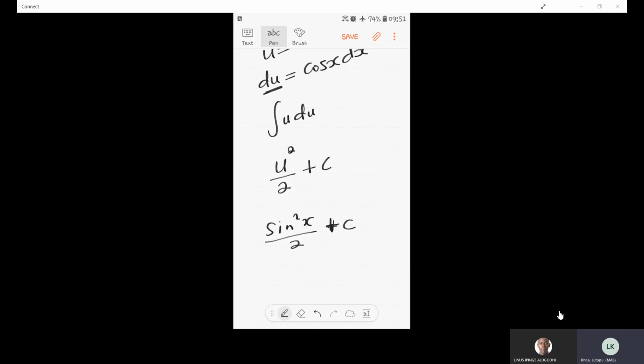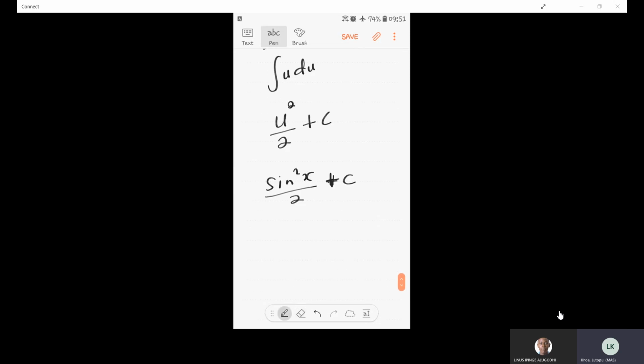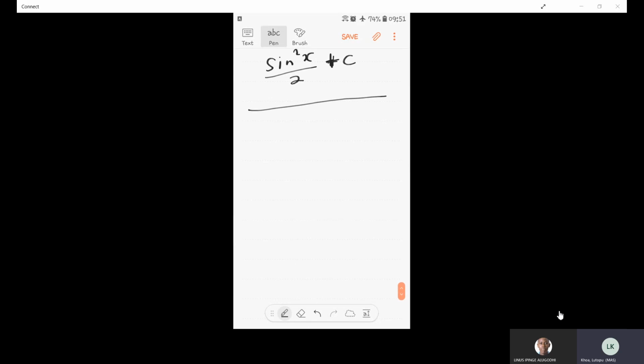Okay, so when I differentiate this, the 2 will come down. It will cancel with the 2 that I have over here. Then I'll have sine x. The derivative of sine x is cos x. When I multiply those two, I'll have sine x cos x, which is my original equation, my original function. Then 21.